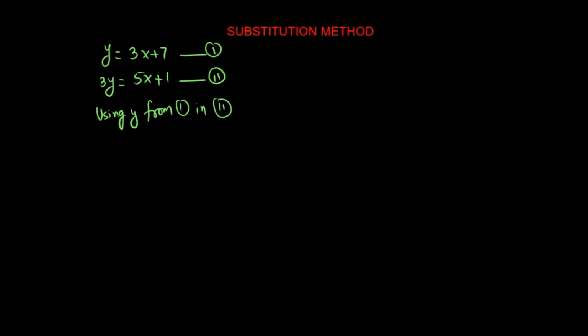The equation 2 is 3 times y. I will write 3 times, and y is 3x plus 7, so I will plug that over here: 3 times 3x plus 7, and the right side would be copied as it is, 5x plus 1. If you notice, this is now a linear equation in only one variable. x is the only variable. We try solving this one. We have 9x plus 21 equals 5x plus 1.